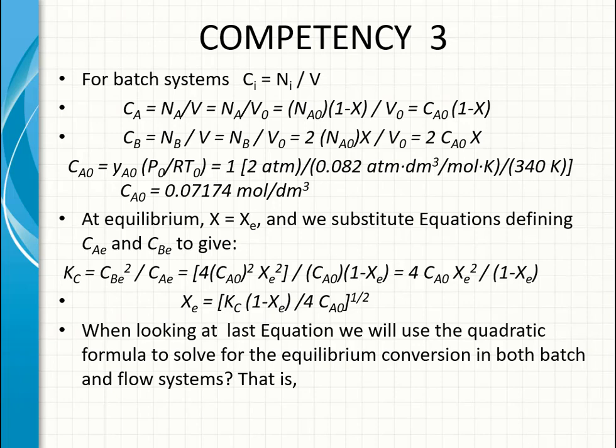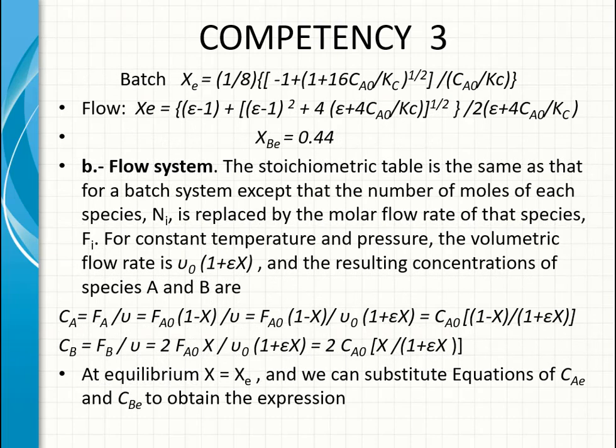And we will resolve this equation by the quadratic formula. And for a batch system, we will have that Xe is going to be 1/8 of minus 1 plus 16 Ca0 divided by Kc all to the 1/2 divided by Ca0 Kc. And for the flow system, we have an expression that comes from the integral tables. So Xe for the batch is equal to 0.44.